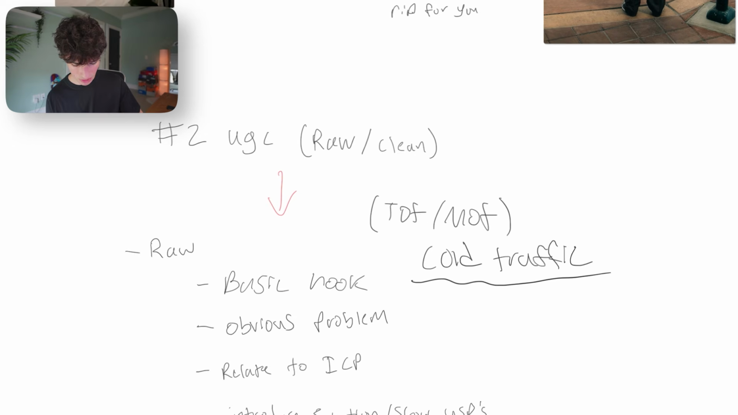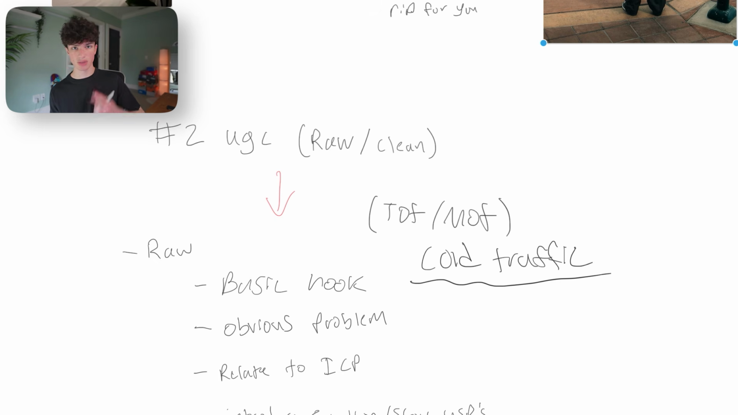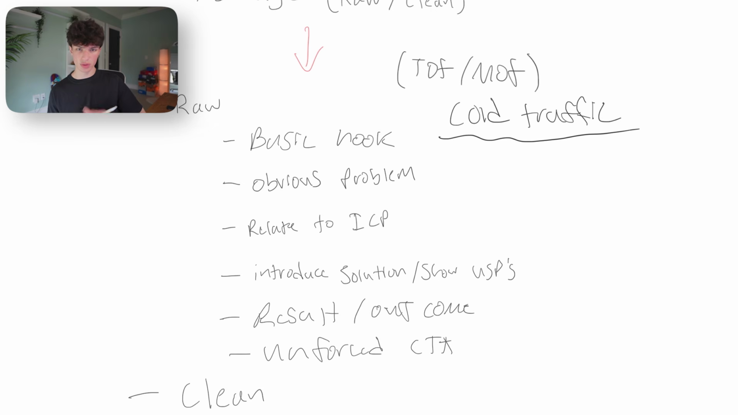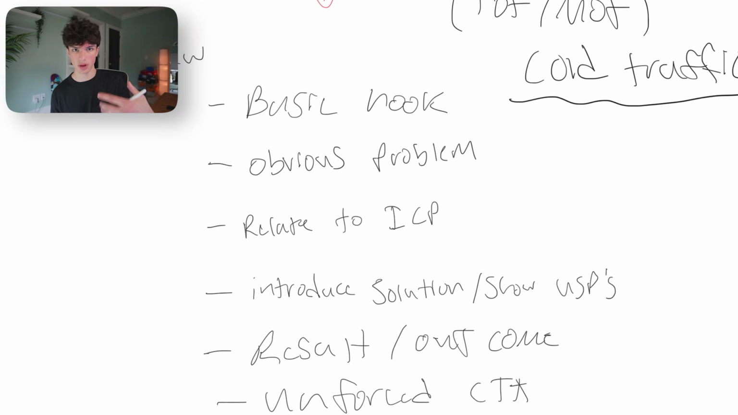All right, so number 2 is UGC. There are 2 different types of UGC, raw UGC and then clean UGC, and we'll get into what that means in a minute. UGC is mostly top of funnel and middle funnel. Again, optimized for cold traffic, but it's positioned a little differently than the last one. So raw UGC is a basic, more unedited, raw and authentic version of UGC.